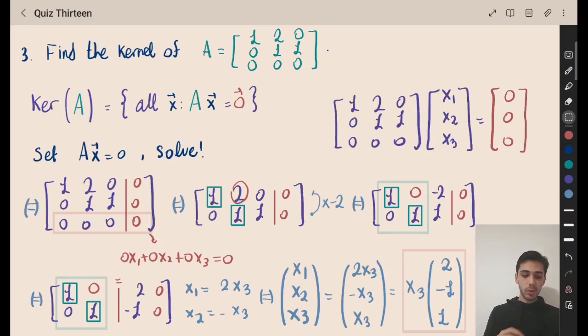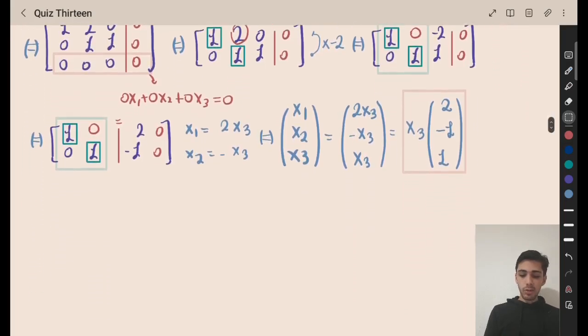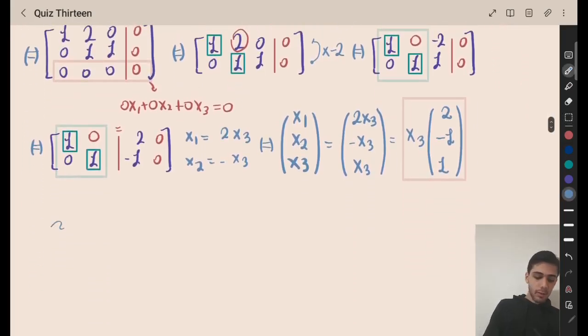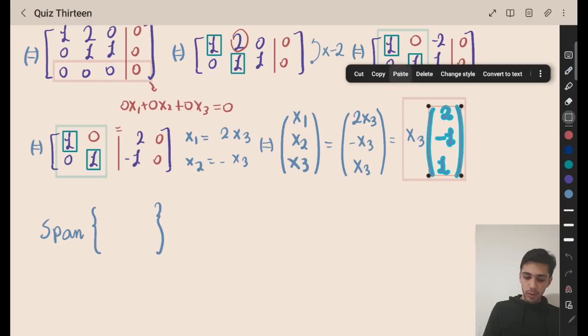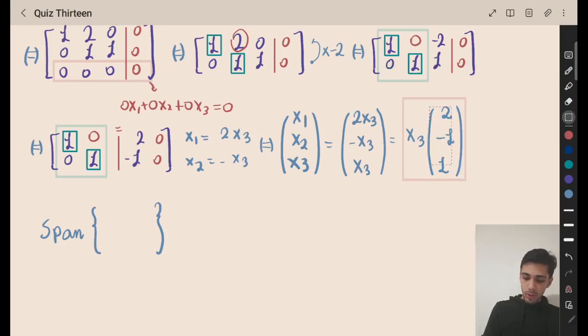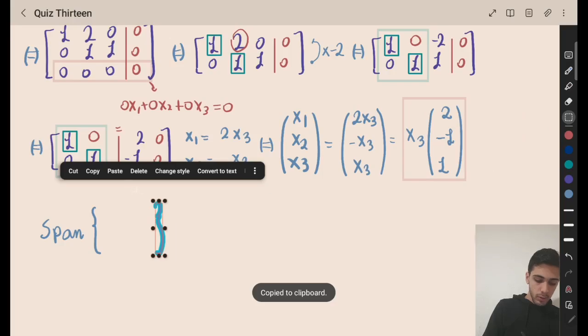Now, just for consistency, in the choices you'll see something called the span, and you'll see a certain vector. So you're asked to give your answer as the span of some vector. In this case, this would be the vector.